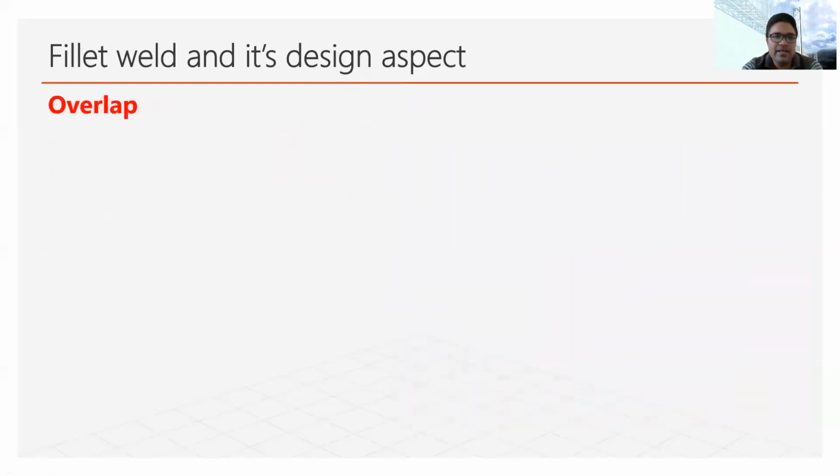Then the next term is the overlap. As we are talking about the fillet weld, if the fillet weld is used in a lap joint, then this lap joint has some standards that the overlap should not be less than a particular length. Why do we need this lap? Because if the force is like this, this is the joint. This force has to be transferred to this plate.